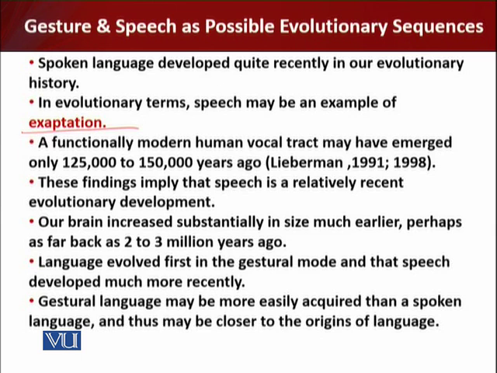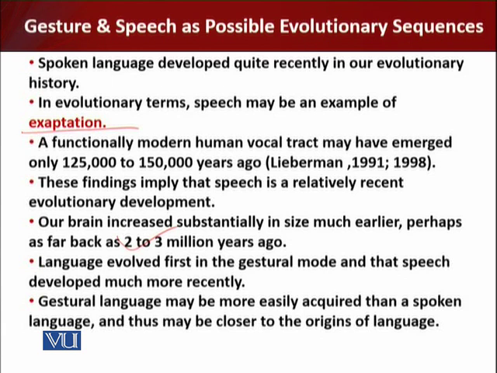Then we have Lieberman, who suggests that a functionally modern human vocal tract may have emerged only 125,000 to 150,000 years ago. These findings imply that speech is a relatively recent development. In contrast, evidence indicates that our brain increased substantially in size much earlier, perhaps as far back as 2 to 3 million years ago. Comparative studies suggest that the increase in brain size occurred several million years ago, much earlier than the evolution of the contemporary vocal tract.